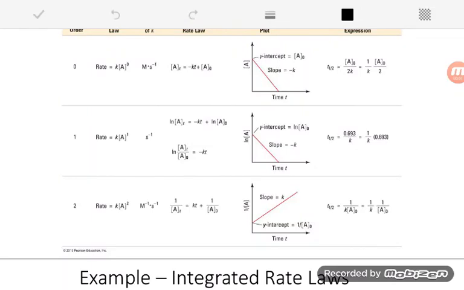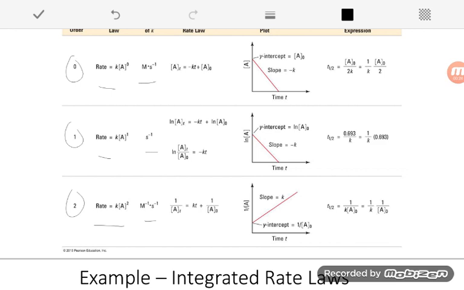So far, we've been looking at ordinary rate laws of this form. Rate is equal to k times our reactant raised to some number, which tells us the order of our reaction. And here it's showing examples for a zero, first, and second order reaction. And we know that the k is our rate constant, and its units change depending on the order. So here it's showing the different rate constants k we can expect.